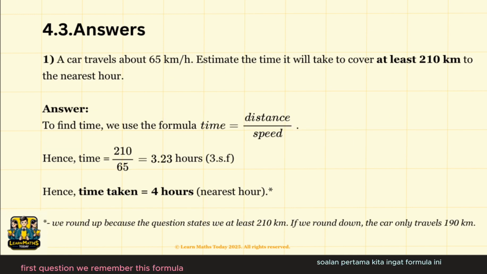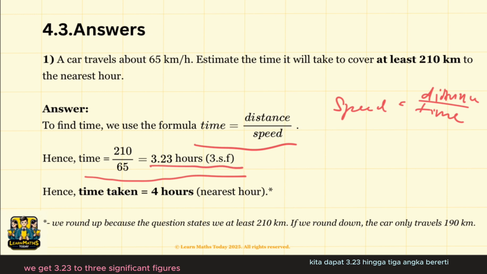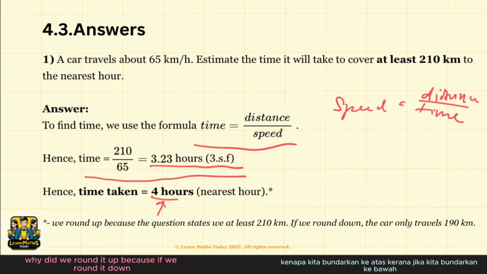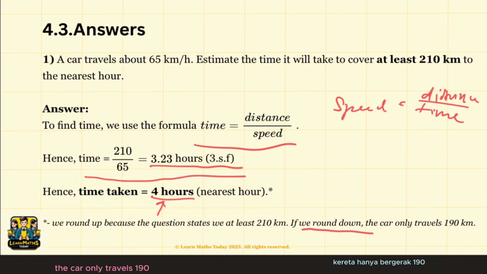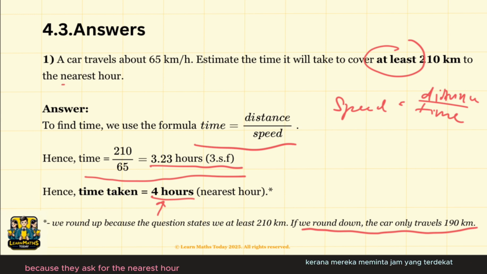First question, we remember this formula that time is distance over speed. Remember that speed is always distance over time, so if we rearrange it, we get this formula. So look, if we divide it, we get 3.23 to 3 significant figures. But we have to round it up. Why did we round it up? Because if we round it down, the car only travels 190 km. In the question, they asked for at least 210 km. Therefore, to answer the question we have to round it up, because they asked for the nearest hour.